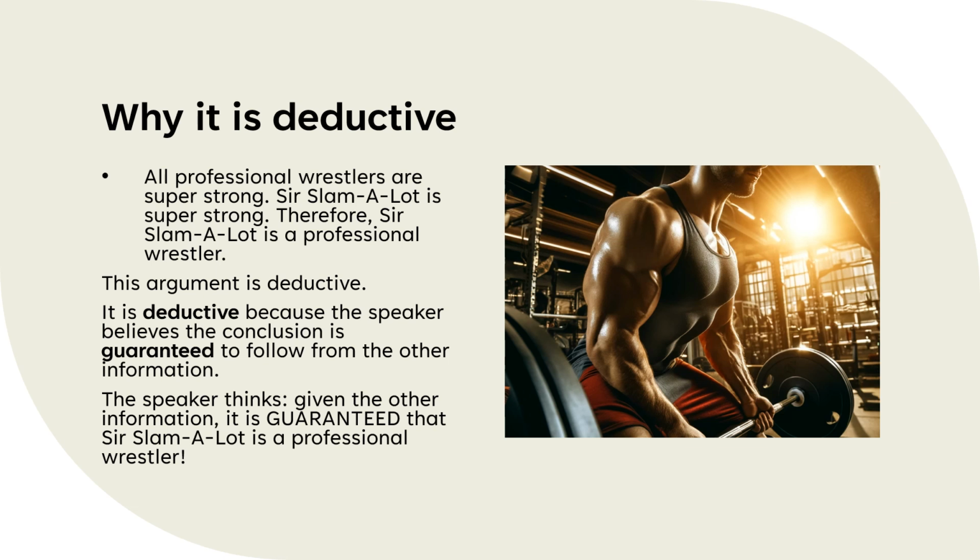First, let's talk about why it's deductive. If you look at this argument, you get the impression that the speaker believes the conclusion is guaranteed by the other information. Here's the conclusion. Therefore, that's a conclusion indicator. Sir Slam-A-Lot is a professional wrestler. When you look at the context, it's pretty clear that the speaker believes this conclusion is guaranteed by the premises. That's why it's deductive, because the speaker believes the conclusion is guaranteed to follow from the other information.